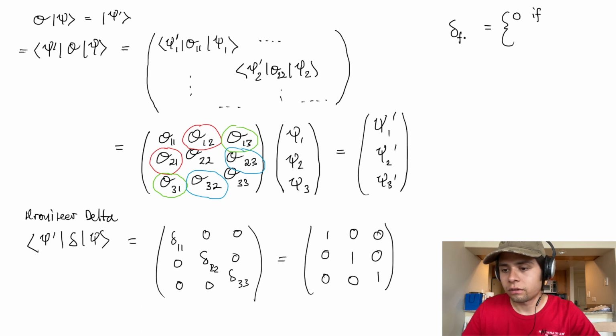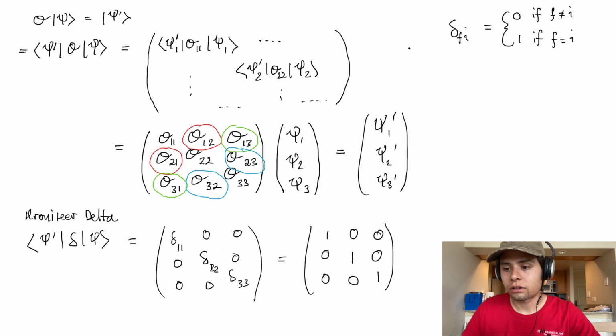We have final, initial. If the final component does not equal the initial component, then this is going to be 0. It's going to be 1 if the final component does equal the initial component. This is the Kronecker delta symbol, and it's a very important function and a very important matrix, because it's the one matrix that tells us that if we apply this transformation to a state, then we get nothing in return, and that's an important concept to understand.